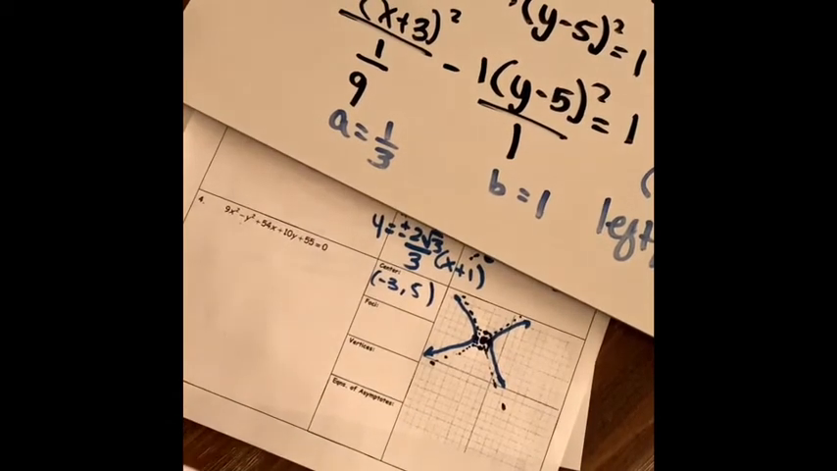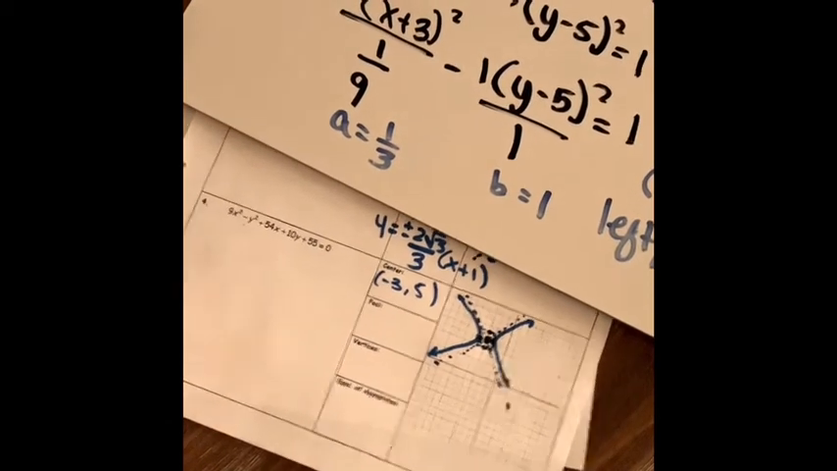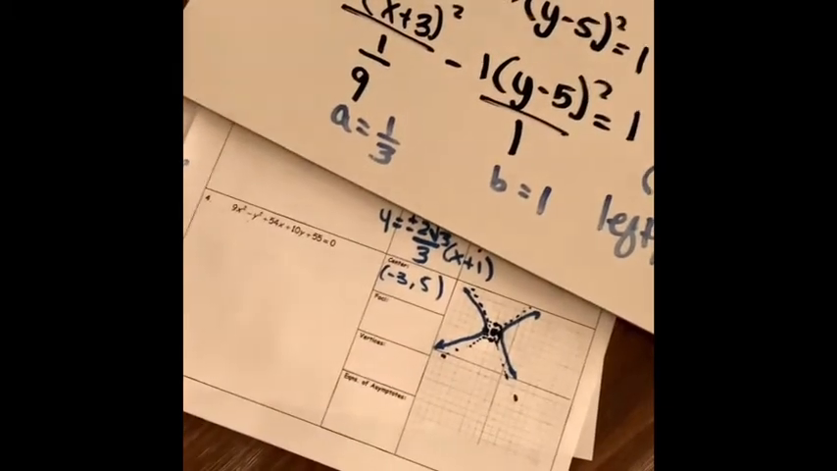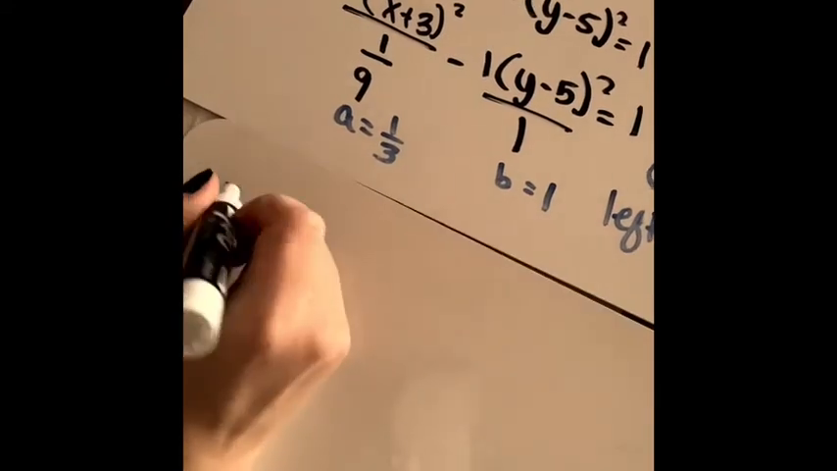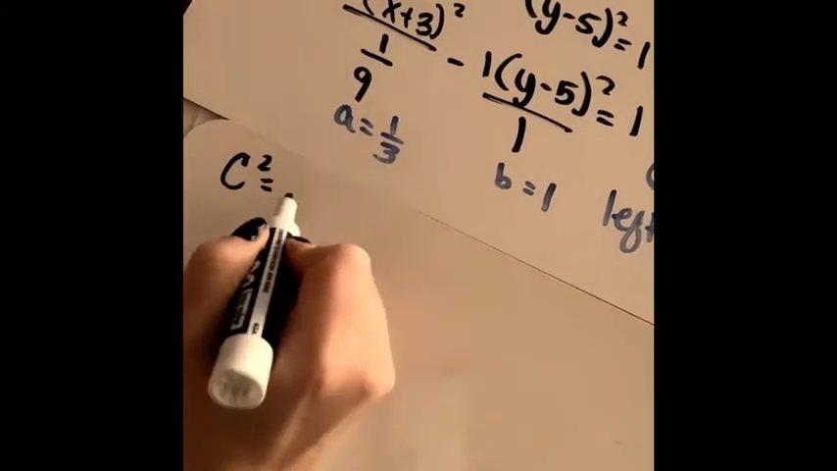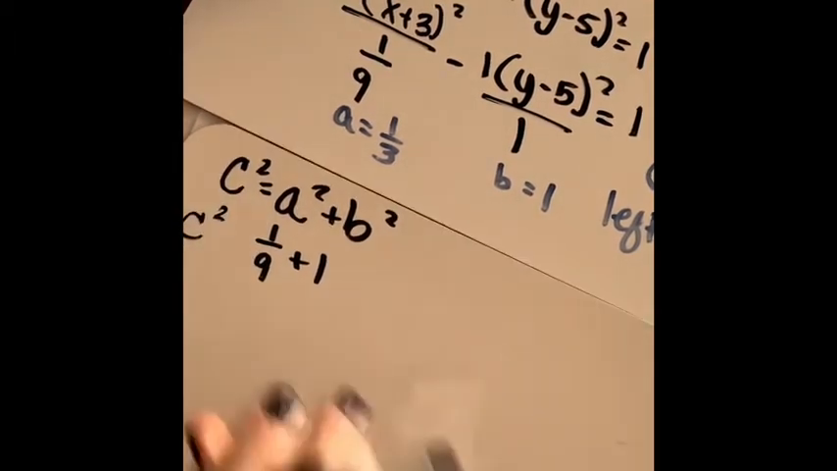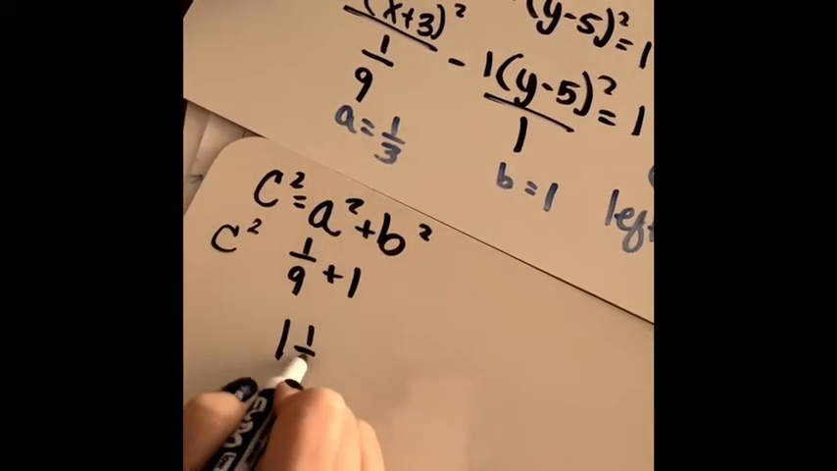And we do need the focus points. So the focus points, remember, we get from the equation. So I'm just going to do that over here. Oops, that's the wrong marker. So you've got c squared is equal to a squared plus b squared. The a squared value here is 1/9. The b squared value is 1. So it's 1/9 plus 1, which you know is 1 and 1/9.